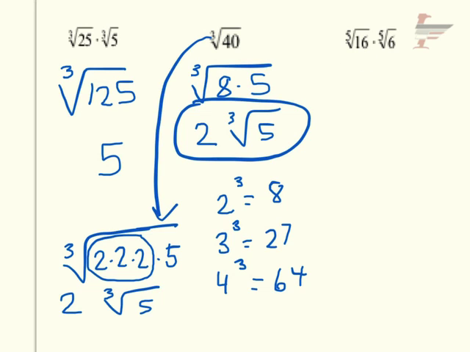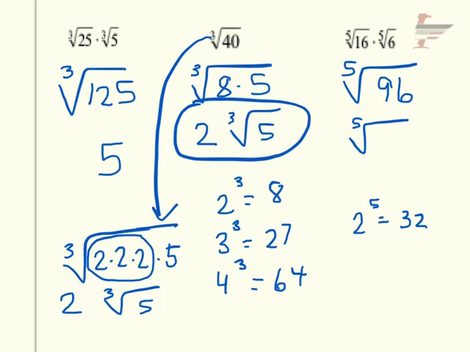The last one, you have both the fifth roots, so you can multiply 16 times 6, you can multiply that out, and you get 96. And again, now I'm looking for perfect fifths, so 2 to the fifth is 32, and I'm going to stop there because I know 32 goes into 96 3 times, so I'm going to rewrite that as 32 times 3, and I know the fifth root of 32 is 2, so it's 2 fifth roots of 3.